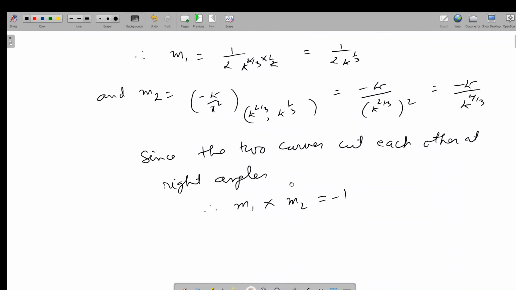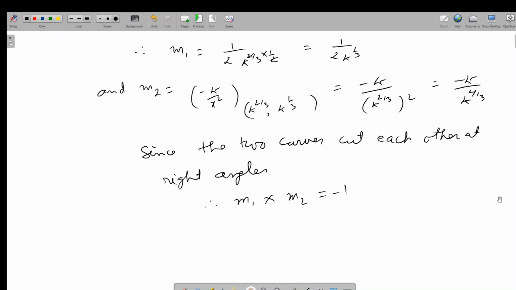So what is our m1? From here we can take the value of m1. This is our m1 and this is our m2. We'll multiply both of them. So we'll get 1 by 2 k raised to 1 by 3 into value of m2, minus k over k raised to 4 by 3, and that is equal to minus 1. So minus and minus will cancel out, and therefore we'll now simplify this further.